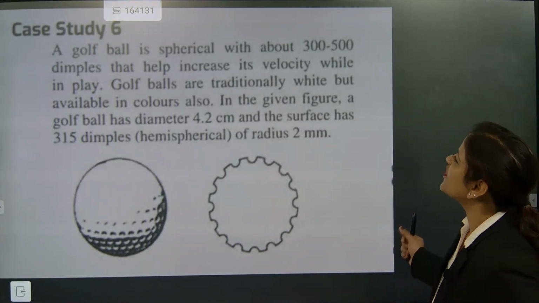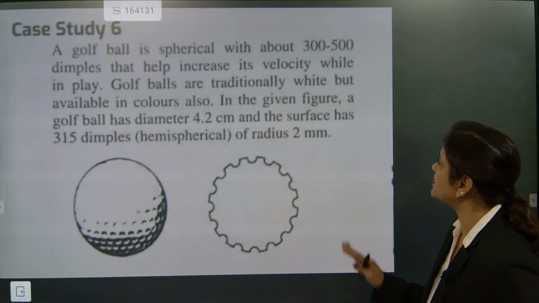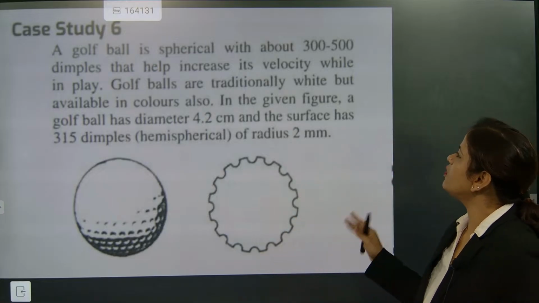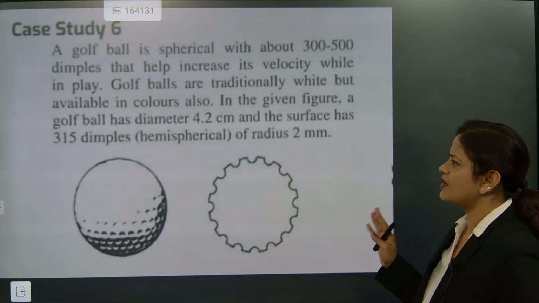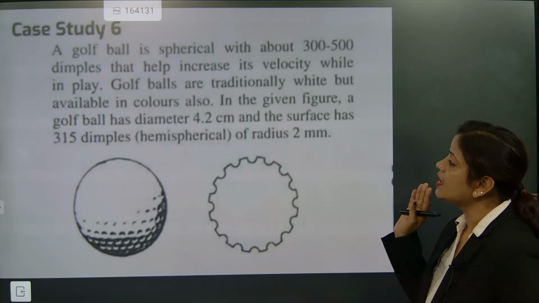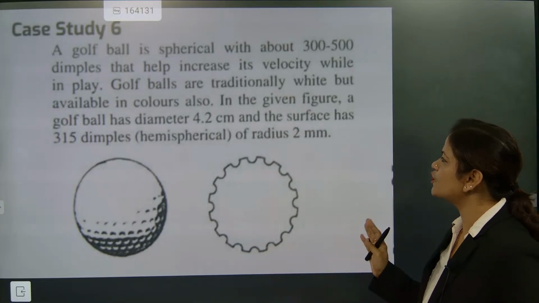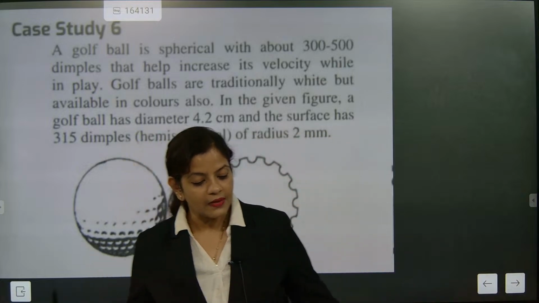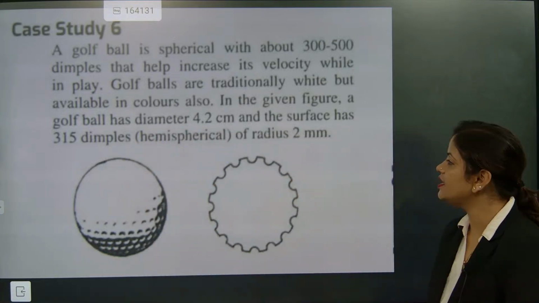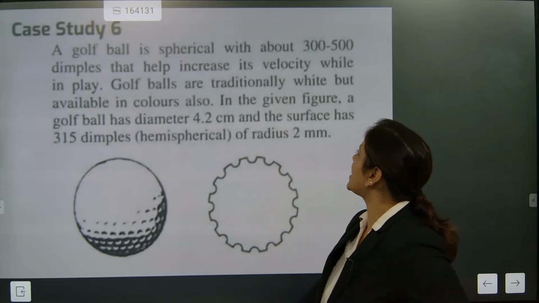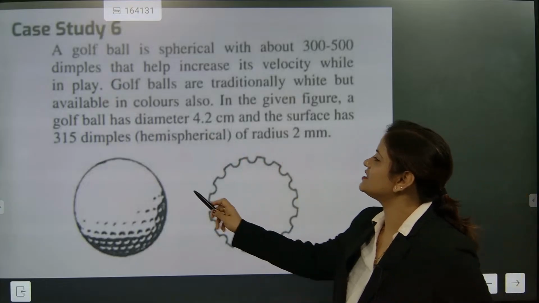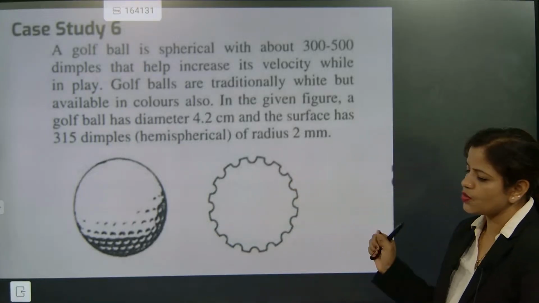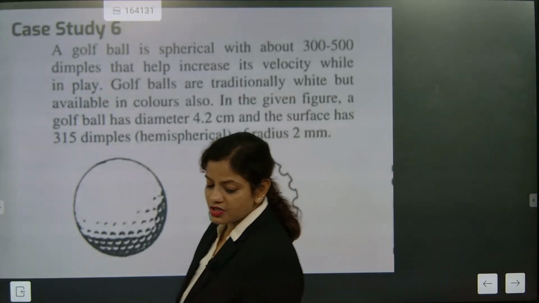So a golf ball is spherical with about 300 to 500 dimples that help increase its velocity while in play. Golf balls are traditionally white but available in colors also. In the given figure, a golf ball has diameter 4.2 centimeter. So what is the diameter of the golf ball given? The diameter of the golf ball given is 4.2 centimeter, and the surface has 315 dimples, hemispherical, of radius 2 mm. So this much information is already given.